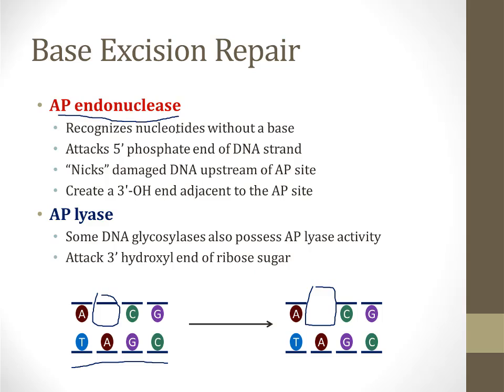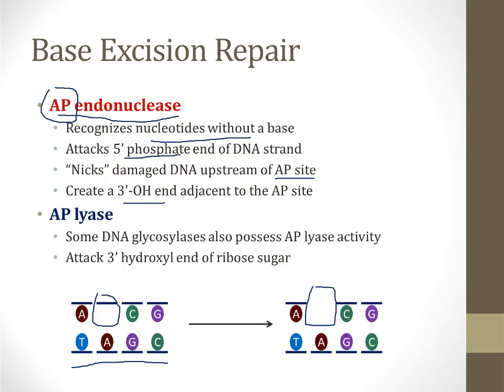This enzyme recognizes nucleotides without a base. The reason it's called AP is because the letters AP stand for apurinic or apyrimidinic, as I explained in the last slide. This enzyme attacks the 5' phosphate end of the DNA strand. I'll show you a picture of that in a minute. This nicks damaged DNA upstream of the AP site and creates a 3' hydroxyl end adjacent to the AP site.